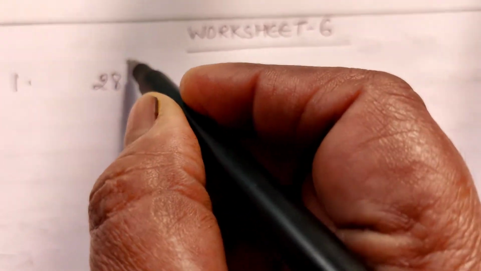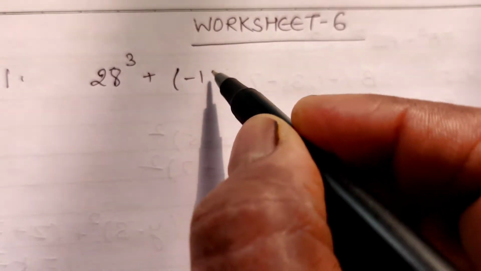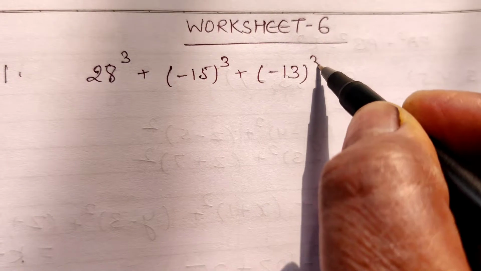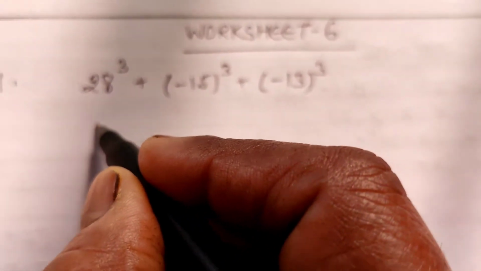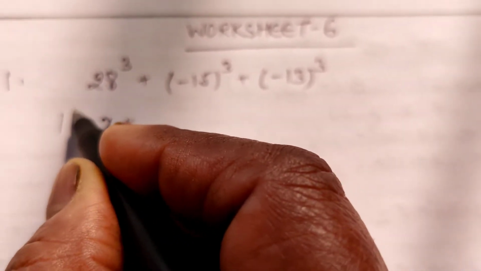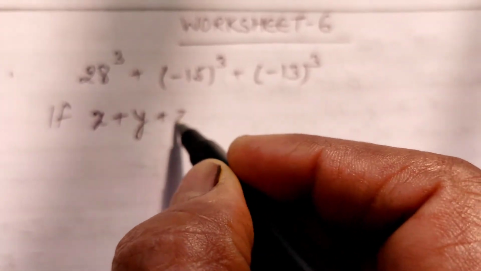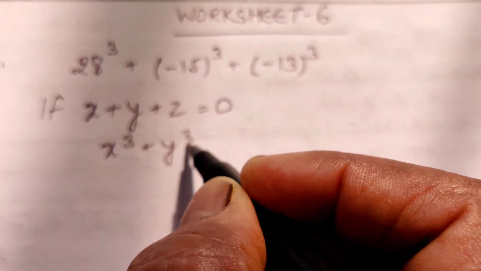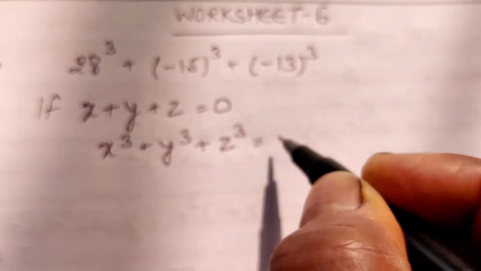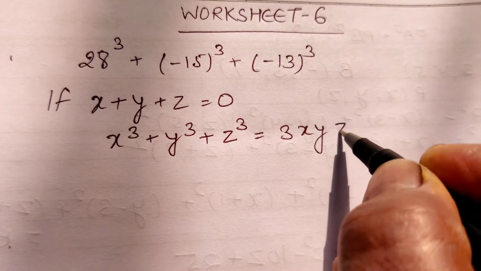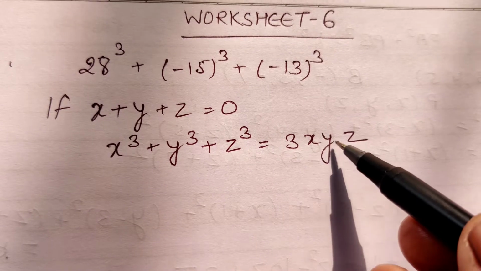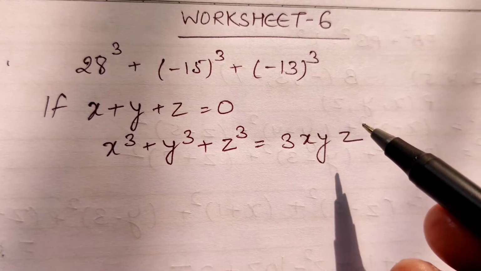Question number 1, find the value of 28 cube plus (minus 15) cube minus 13 cube. Okay, so by using the formula: if x plus y plus z equal to 0, then x cube plus y cube plus z cube equal to 3xyz.